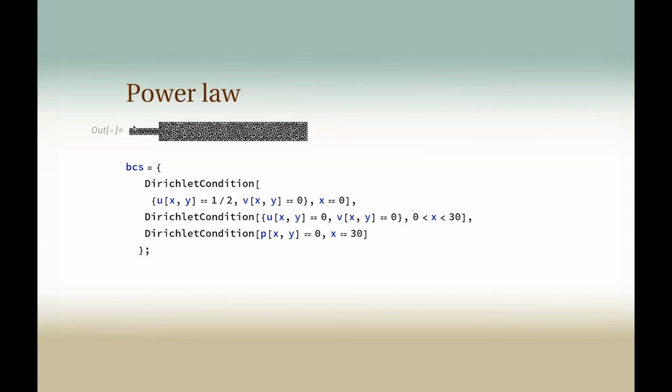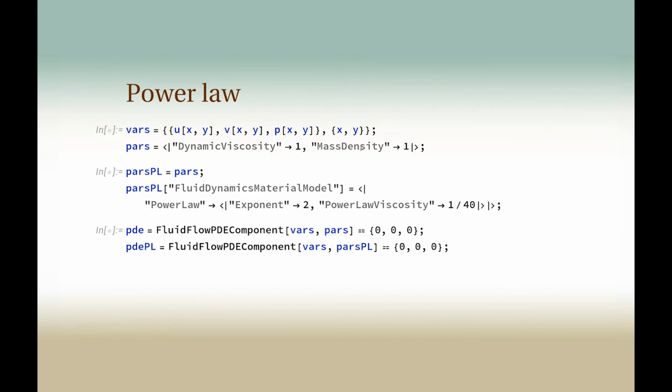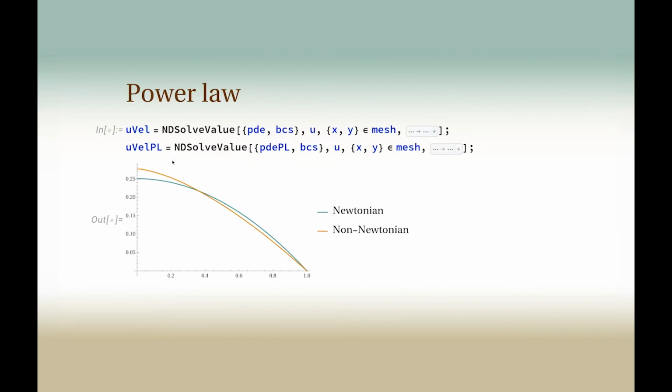Here's an example. We have an inflow on the left, so something's flowing in, and we have an outflow on the right, and the remainder are walls. What we're going to do now is set up a super simple example, dynamic viscosity 1, mass density goes to 1, and we copy this parameter section over to a power law parameter section, and we add the fluid dynamics material model for the power law with just some numbers. We create two PDE flow components, and we solve them both. And there you see the difference between how a cross-section of the fluid flow looks at a certain point for a Newtonian versus a non-Newtonian flow, just to give you an idea of what this is about.